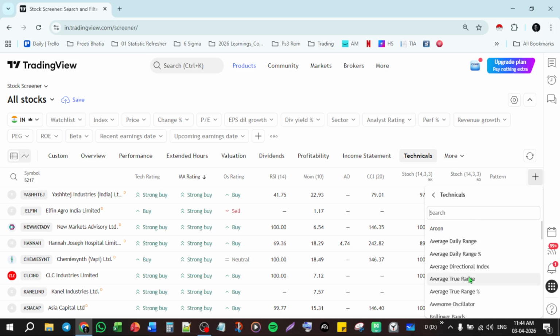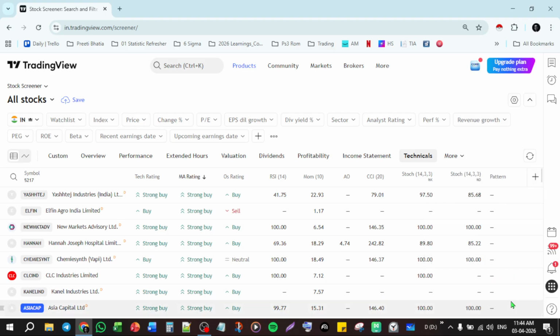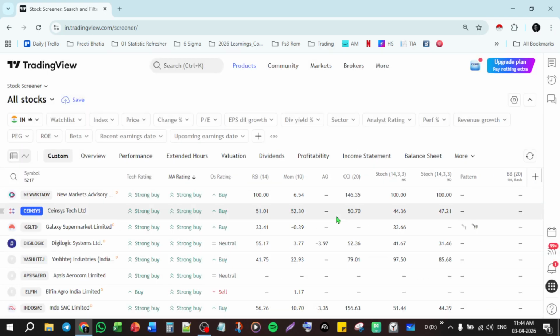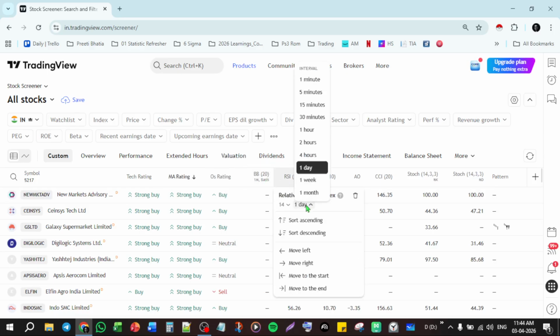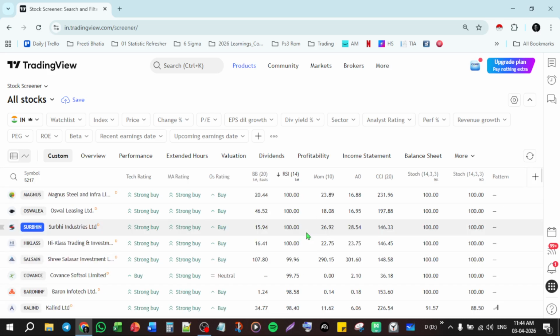So I'll do one example. Let's say Bollinger Bands. I'm on monthly and I'll select basis because that's the middle point. And I'll add it. Now, where has Bollinger gone? I added it. Apply. Yeah, it's come. I'm going to take it over here. I can also set it to one month. Now it tells me the basis value of this.